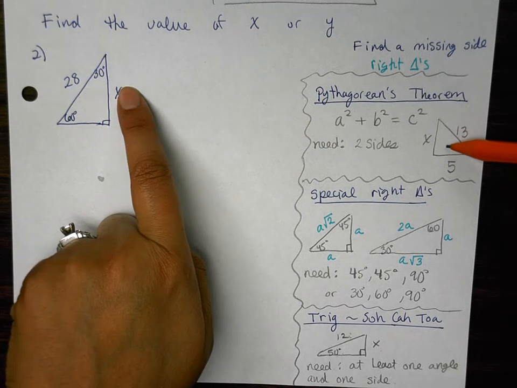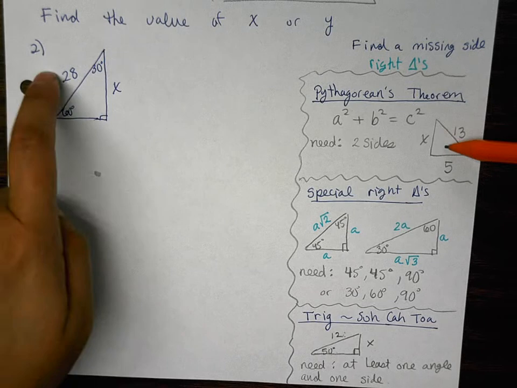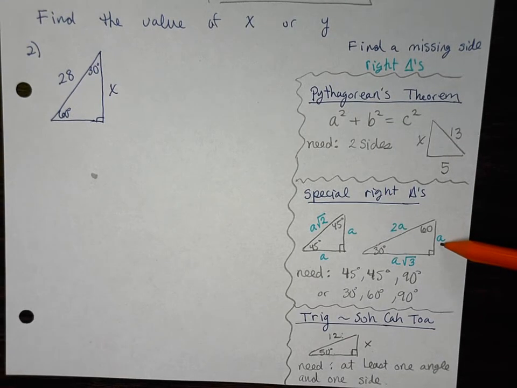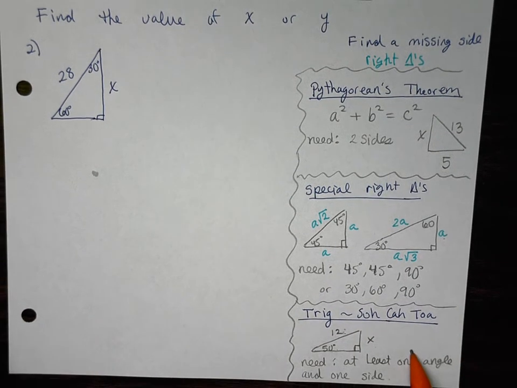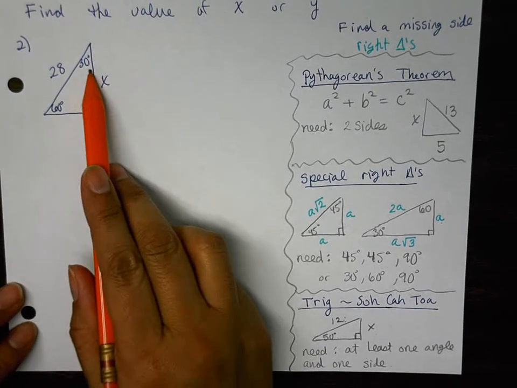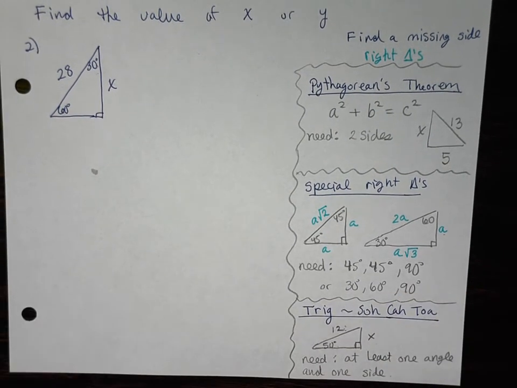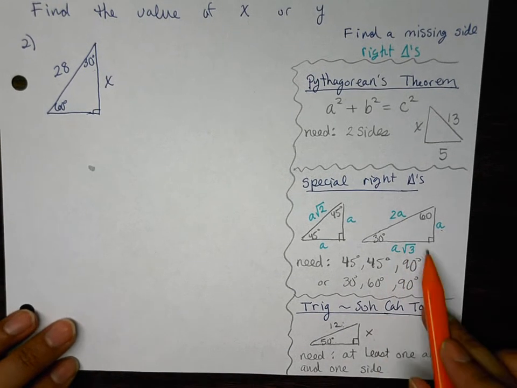What kind of triangle is this? Is this one where I'm going to use Pythagorean's theorem to find the missing side? Yes or no? No, because I need two sides and I don't have two sides. Could I use my special right triangles? Yes, because it's a 30-60-90. Do you agree? Yes? Technically, if I wanted to, I could use SOHCAHTOA because I know at least one angle and one side. But I'm going to use the 30-60-90 to practice.